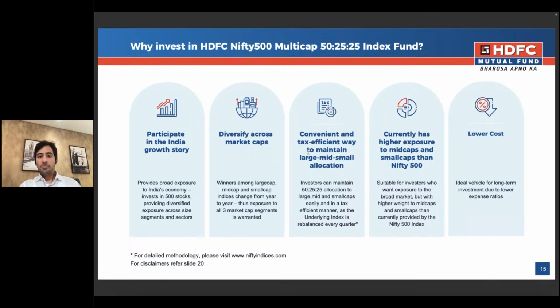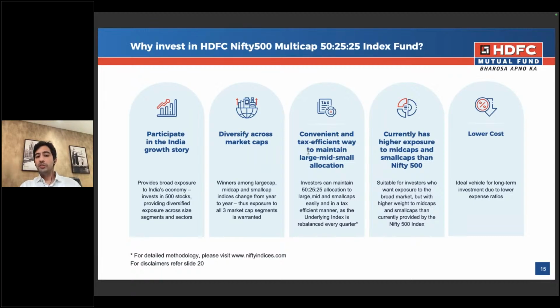ठीक है. Third point is important. We'll spend a little bit of time on this. So we are saying it is a convenient and tax efficient way to maintain large, mid, small allocation. So इसका क्या मतलब है? Basically, as you know that the index weights to large, mid, small category will be reset 50, 25, 25 at the end of each quarter, right? So because इसमें the portfolio, the fund manager is doing the rebalancing, there is no tax liability for the investor or the fund itself, right?